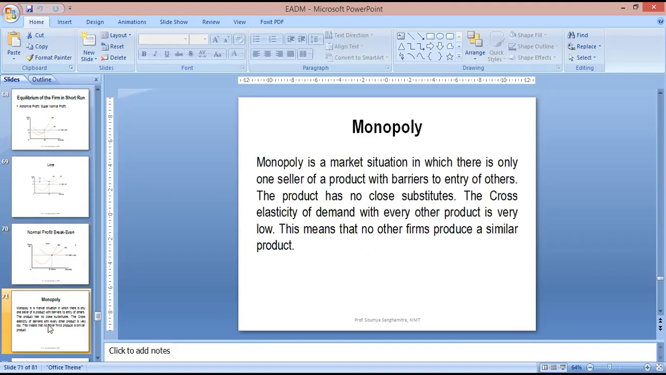Then our next point is monopoly. Monopoly is a market situation in which there is only one seller of a product with barriers to entry of others. The product has no close substitute, and the cross elasticity of demand with every other product is very low. This means that no other firms produce a similar product. The monopolist can sell his commodity at any price he likes.